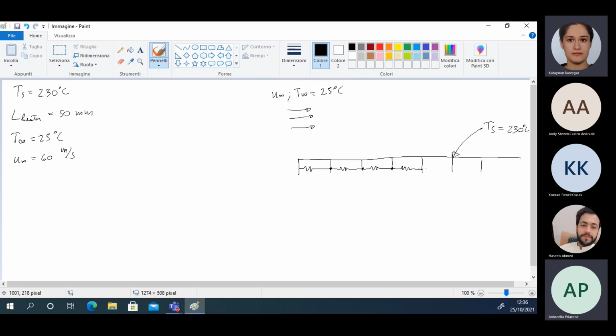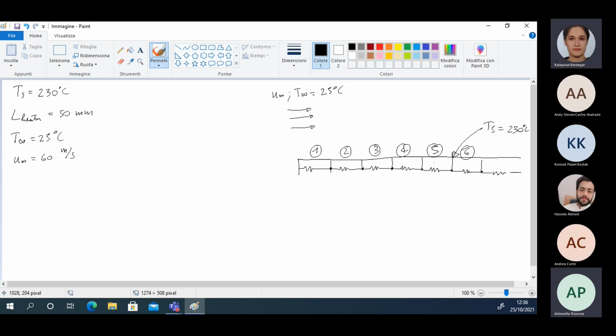When I finish drawing, and so on, first, second, 3, 4, 5, 6. Why do I need to apply different heaters along the plate? Because the heat transfer coefficient h is not constant along the plate. The shape is like that.